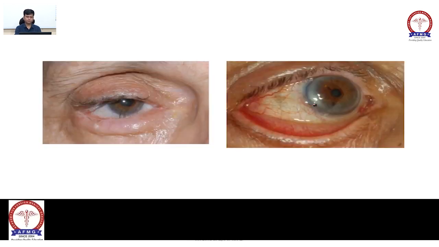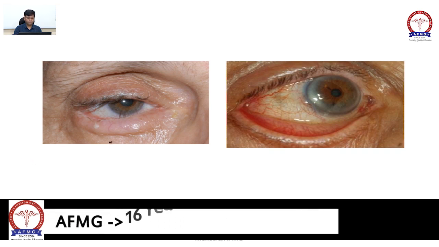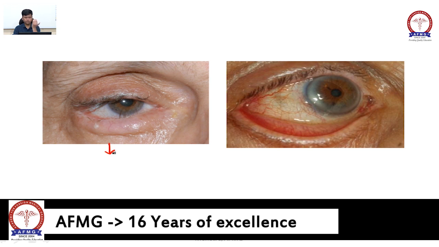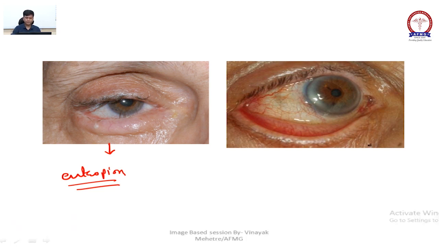Now, this one, here you can see the lid just went inward, so it is called entropion. And in the second image you can see the lid came outward, so it is called ectropion. Inward movement of lid is called entropion. Outward movement of lid is called ectropion.